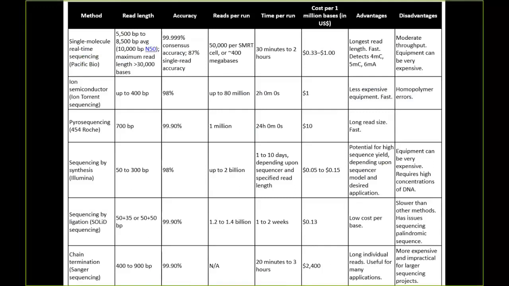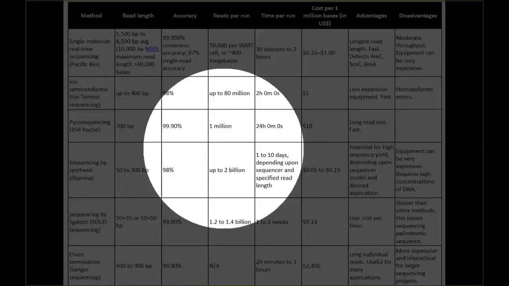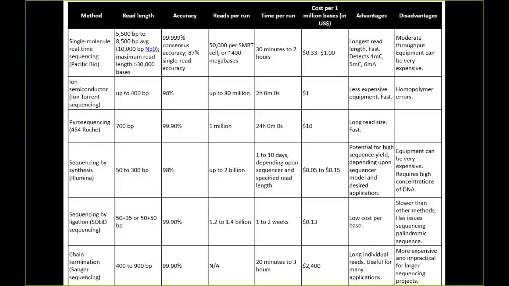So again, this goes over some of the diversity out there, and single molecule real-time sequencing, which sounds really long, so everybody just calls it nanopore or PacBio. Anybody do this kind of sequencing? Anybody know the big advantage of this kind of sequencing?